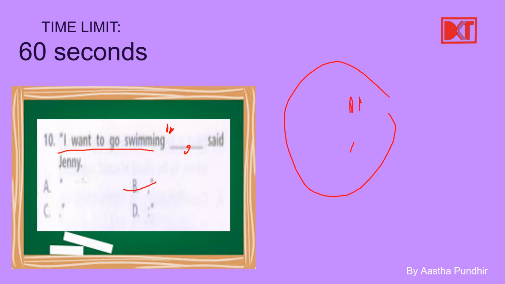Now if you see in the A option, a comma is not there. In C, there's a single quotation mark, which is used for titles. Then in D, we have this semicolon, which is also incorrect. All right.